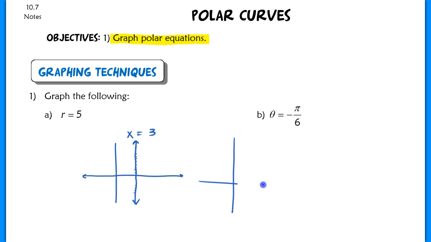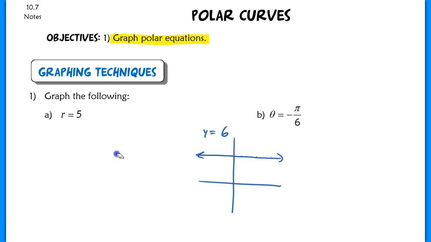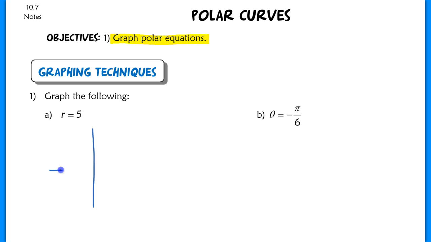If we were to switch variables and want to graph y equals 6, it doesn't matter what x is, it's every single point for which y is equal to 6. So we graph, in that case, a horizontal line. Now, when you get to r equals 5, you don't care what theta is, you just want to know all of the points for which the distance to the pole is 5 units. So I'm going to mark off here 5, and I want to know every point for which the distance is 5 to that pole.